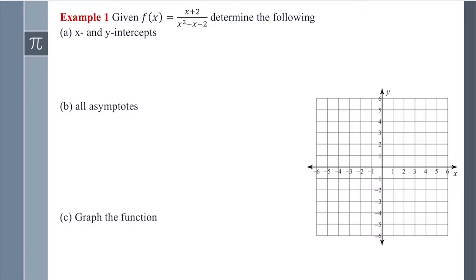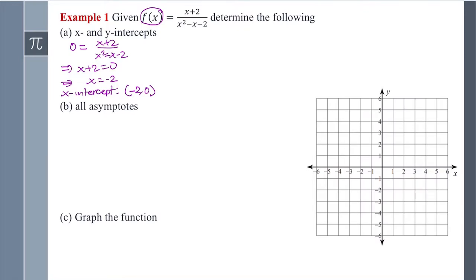Let's look at an example. First, we are going to find the x-intercept, the y-intercept, and all the asymptotes, and we'll graph this function. In order to find the x-intercept, we set y, or the function, equal to 0. So if we do that here, we get 0 equals x plus 2 over x squared minus x minus 2. Then if we multiply by x squared minus x minus 2 on both sides, we get x plus 2 equals 0. That gives us x equals negative 2. That means the x-intercept for this function is negative 2, 0.